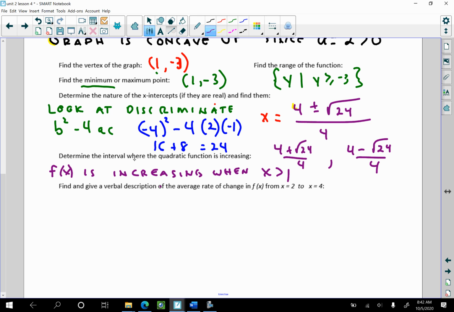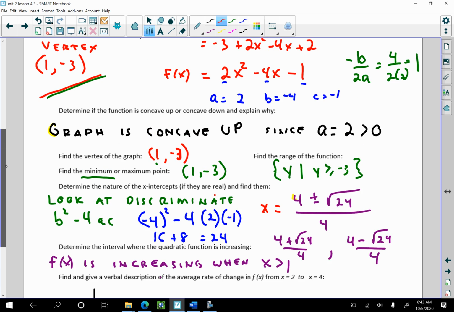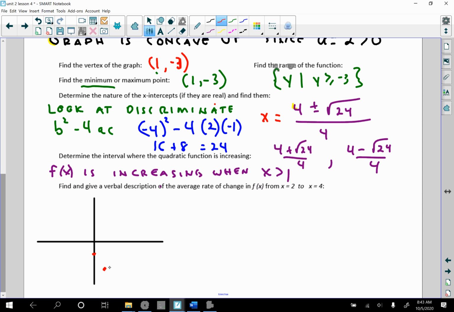So if I do a little graph of this guy right here, 1, -3 is going to be the vertex. That's a horrible line, I'm going to get him out of there. This is the vertex, and we know the y-intercept is going to be -1. So this guy is going to look like this, symmetric, where this guy here is 1, -3.